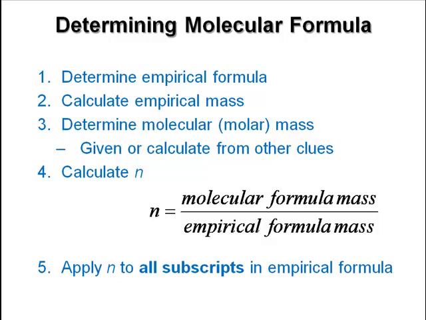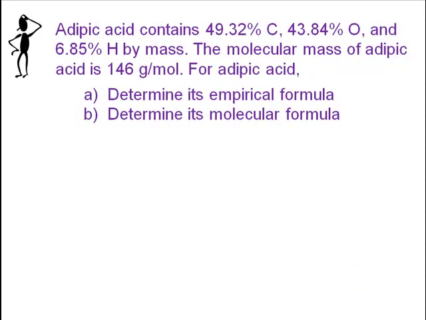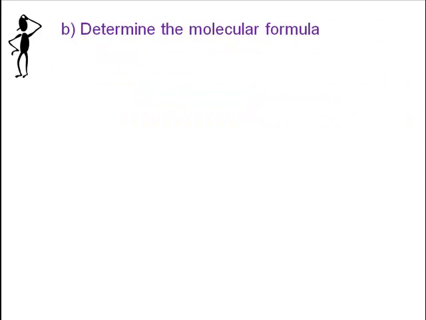So, steps in determining molecular formula, how would we go about doing this? What would this look like? So, this here would be a substance. Adipic acid contains 49.32% carbon, 43.84% oxygen, and 6.85% hydrogen by mass. The molecular mass of the acid is 146 grams per mole. The first thing we would have to do before we did any molecular formula is the empirical formula. So the first thing we do, empirical formula.